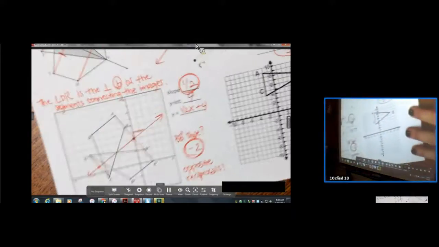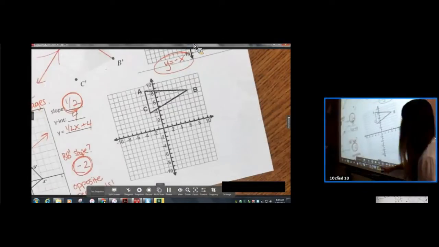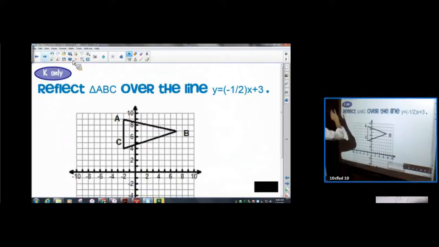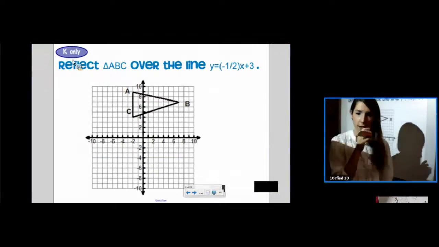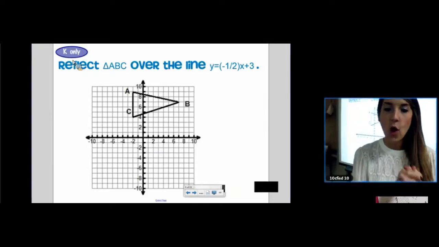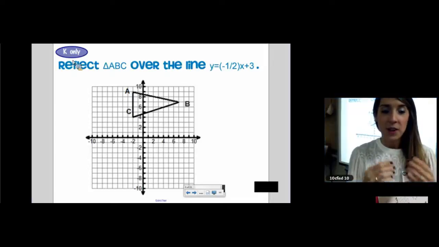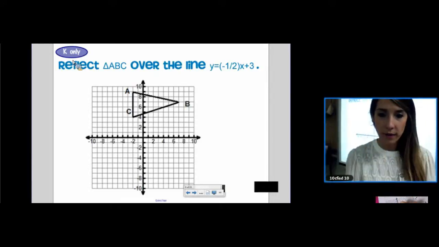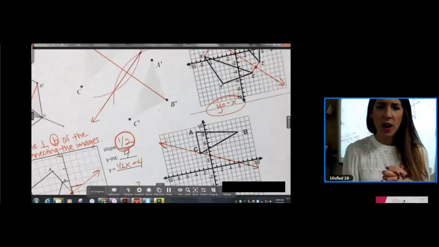Go ahead and look at your next example. Let me give you the instructions on my smartboard. This one is a little bit advanced. I want you to reflect triangle ABC over the line y equals -1/2 x plus 3. So I'm giving you the line of reflection this time, and you are reflecting the pre-image. Try it. Let's talk through this together.